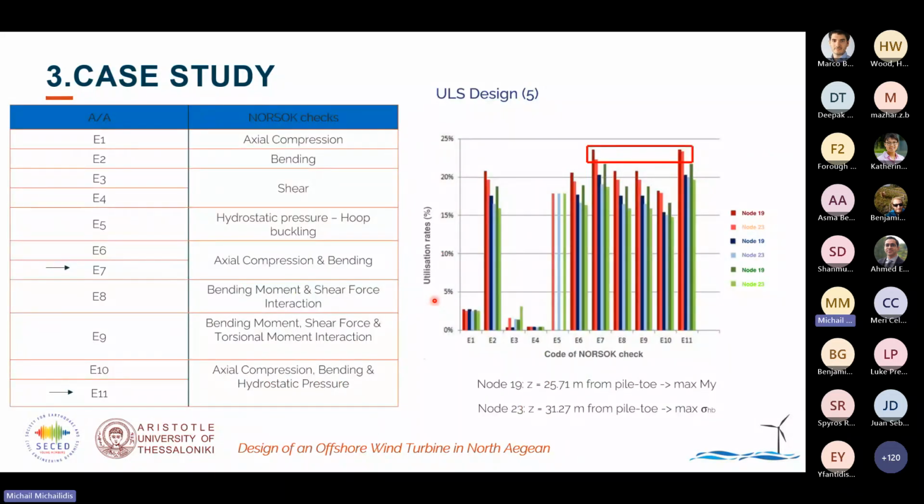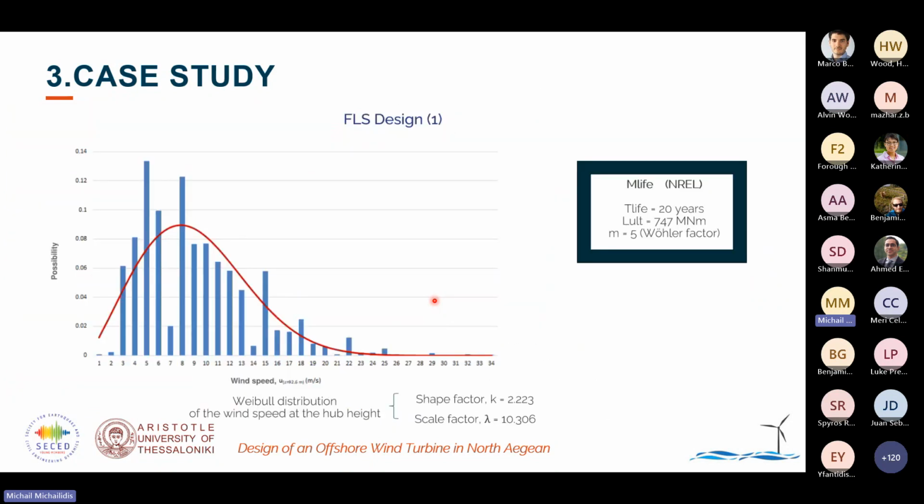At this slide, I will skip this one quite quickly, because we want to present the significance of the hoop buckling check, which is a check due to the hydrostatic pressures at the mud line as well, but this is not that significant. I'm a bit concerned about the time.